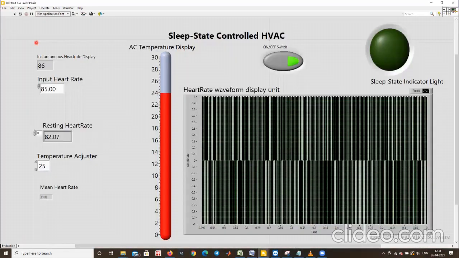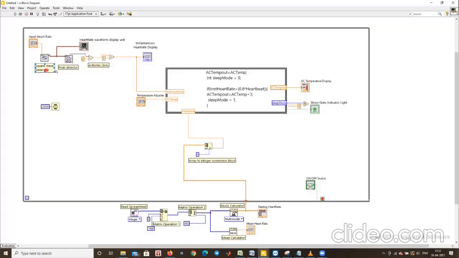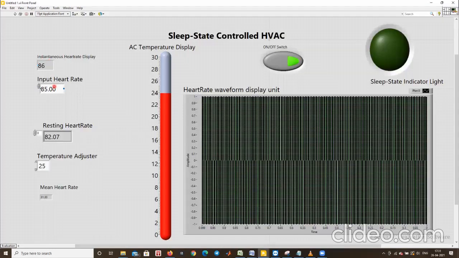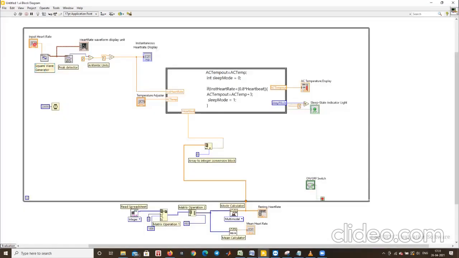As we saw in the dashboard, we enter a heart rate here. This block is an interface between the dashboard and the internal circuitry. Whatever value you enter in this window here is taken from the dashboard and supplied to the internal circuitry through this block.